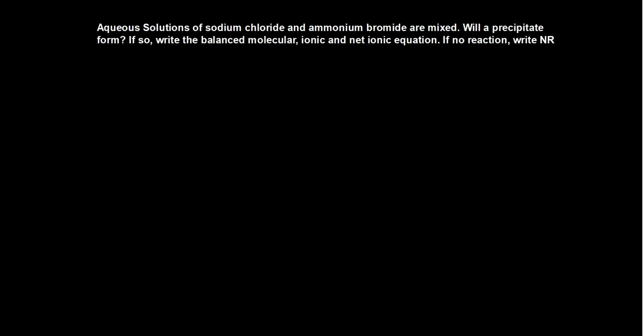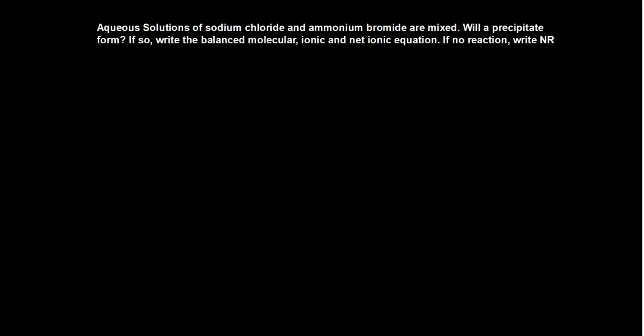Hi, in this video I would like to go over another example precipitation problem. This is another problem like the one we saw in the preceding video. We've got aqueous solutions of sodium chloride and ammonium bromide mixed. Again, a word problem where we need to understand that these are chemical compounds that we need to turn into chemical formulas so we can understand what is being asked. And the question is, will a precipitate form? And if so, write the balanced molecular, ionic, and net ionic equation.